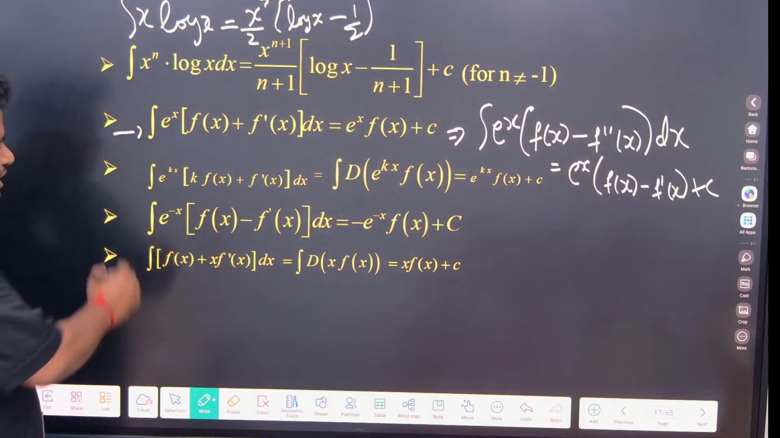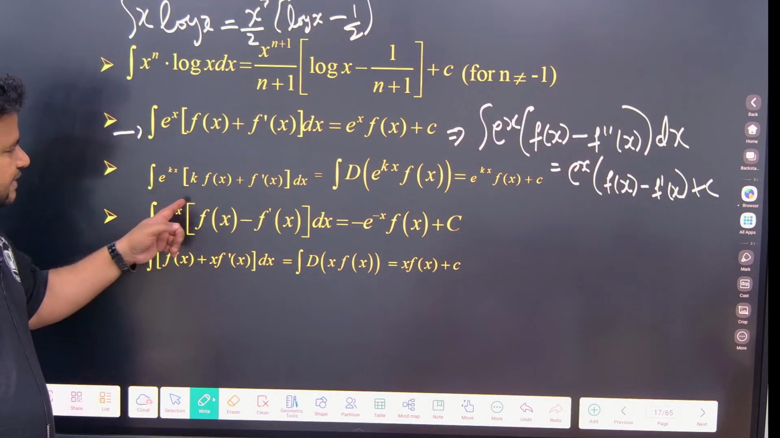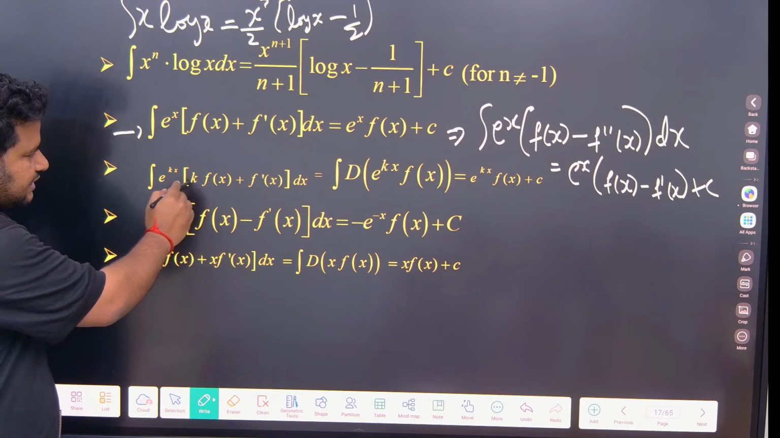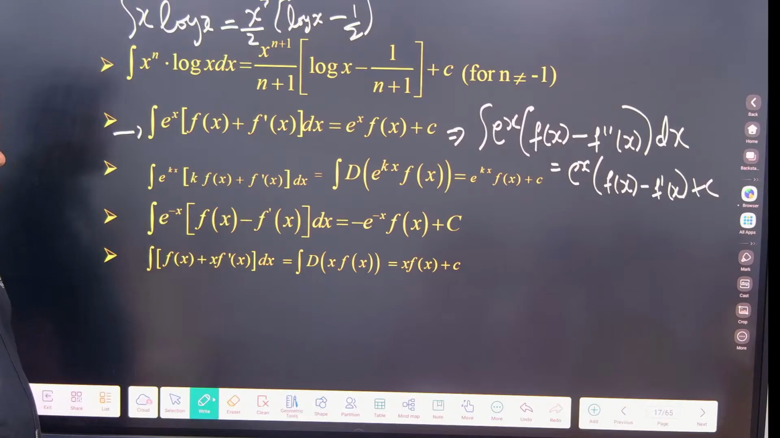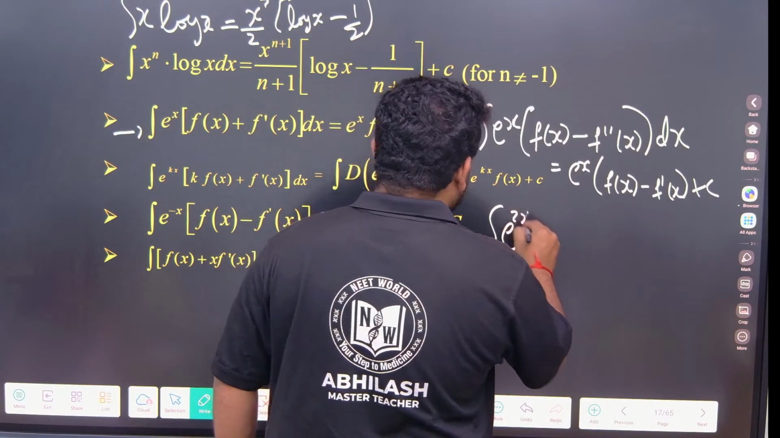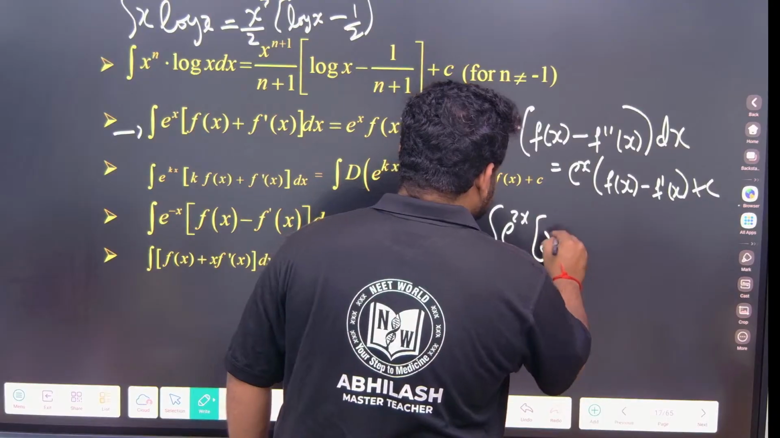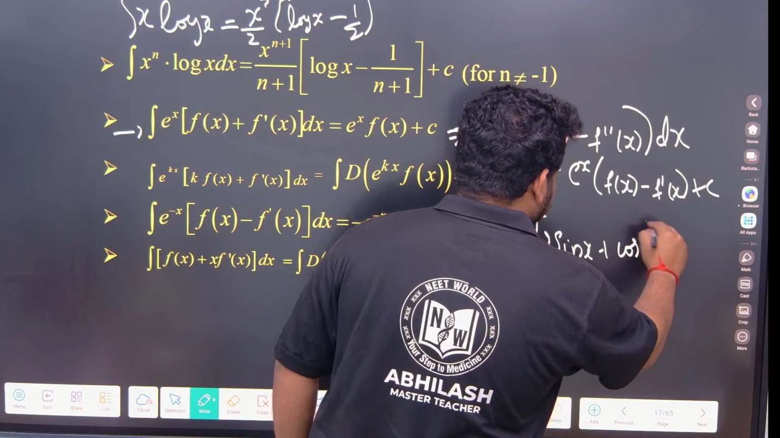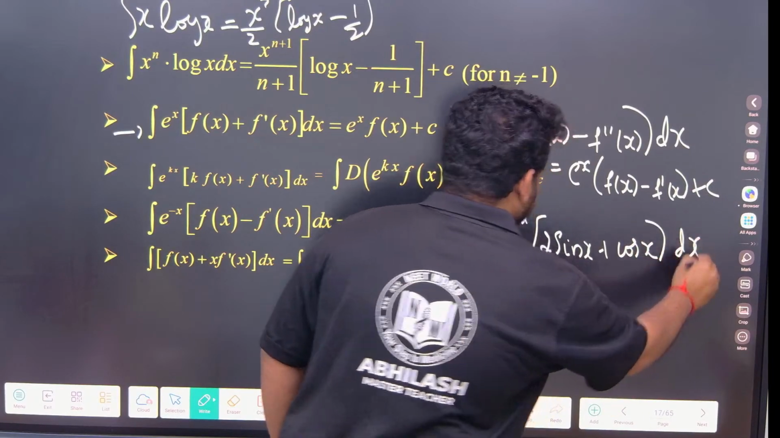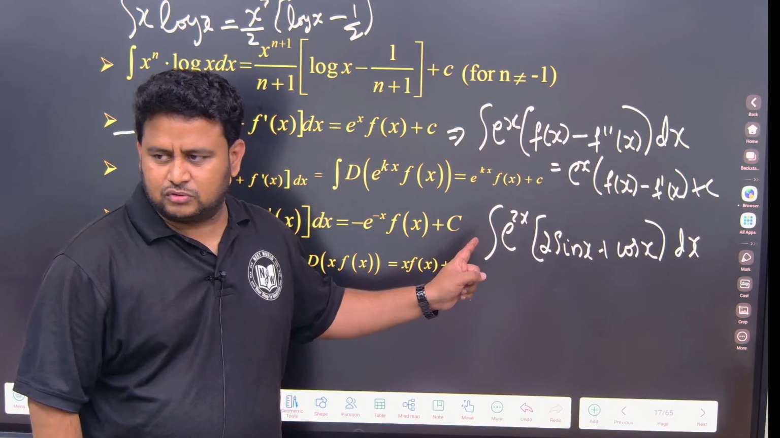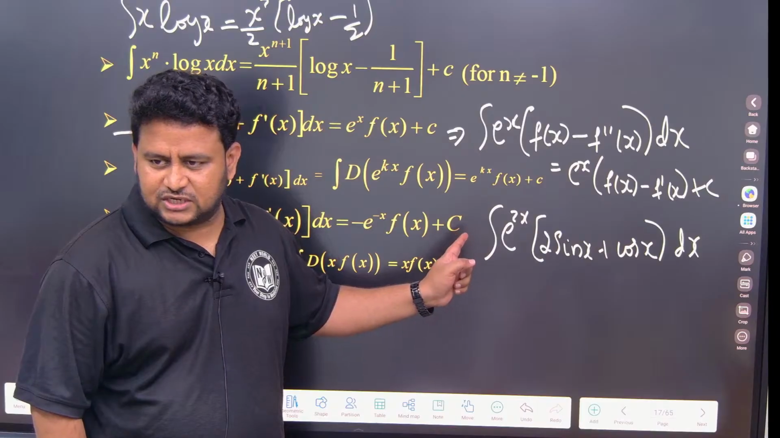If they have given the formula like e power kx times k times f of x plus f dash of x, the answer is e power kx f of x plus c. Suppose I give the example, e power 2x into 2 times sin x plus cos x dx. Here k value is what? Tell me, Harsha. 2. Good. K value is 2, correct, Nishid, Sharan?